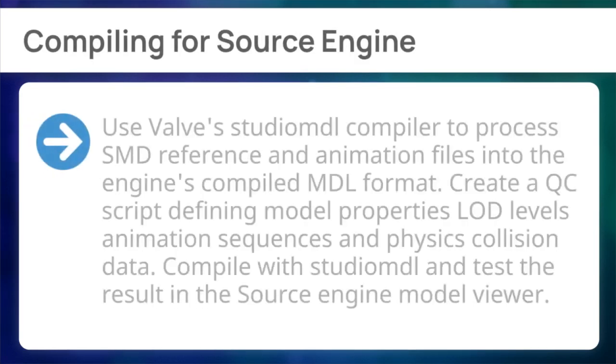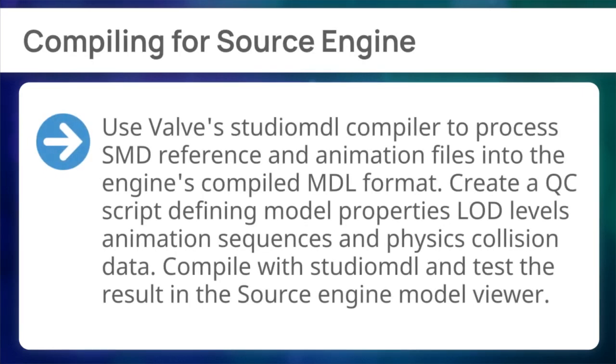Finally, compiling for Source engine. Use Valve's StudioMDL compiler to process SMD reference and animation files into the engine's compiled MDL format. Create a QC script defining model properties, LOD levels, animation sequences, and physics collision data. Compile with StudioMDL and test the result in the Source engine model viewer.